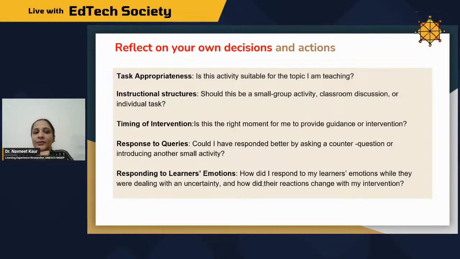Then maybe what kind of structures or participation structures have you implemented? Is it a small group activity? Is it a classroom discussion? Is it an individual task? For example, if you have a small group activity and you are the only person who has to monitor all the students in your class, then it would be difficult to keep track of the specific problems that each group is facing, right? It would be difficult to track the evolution of the team.